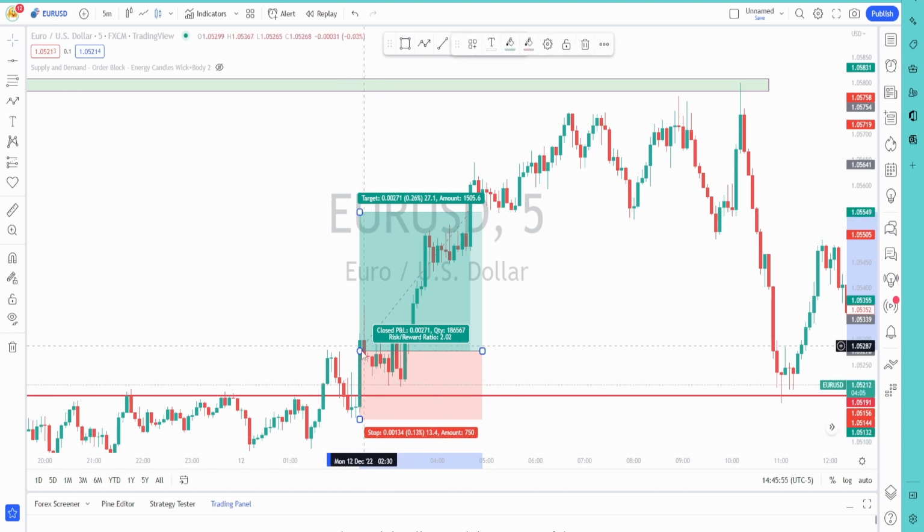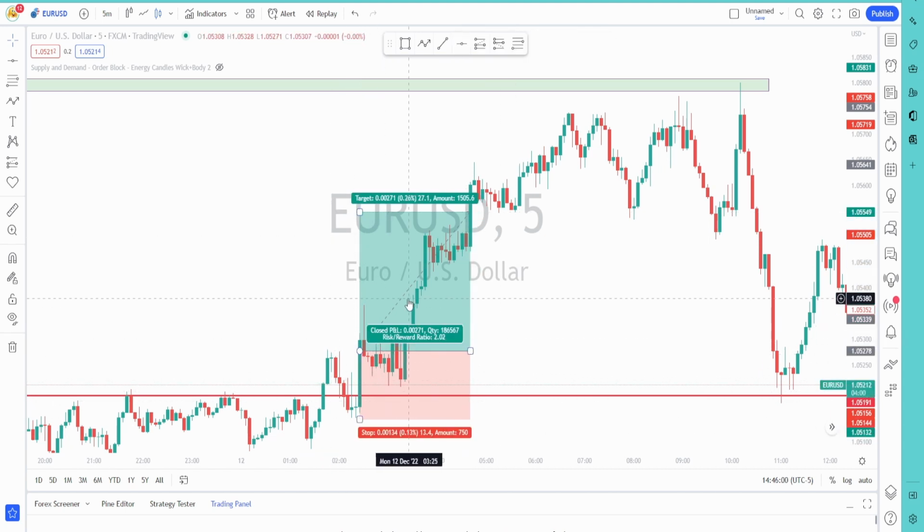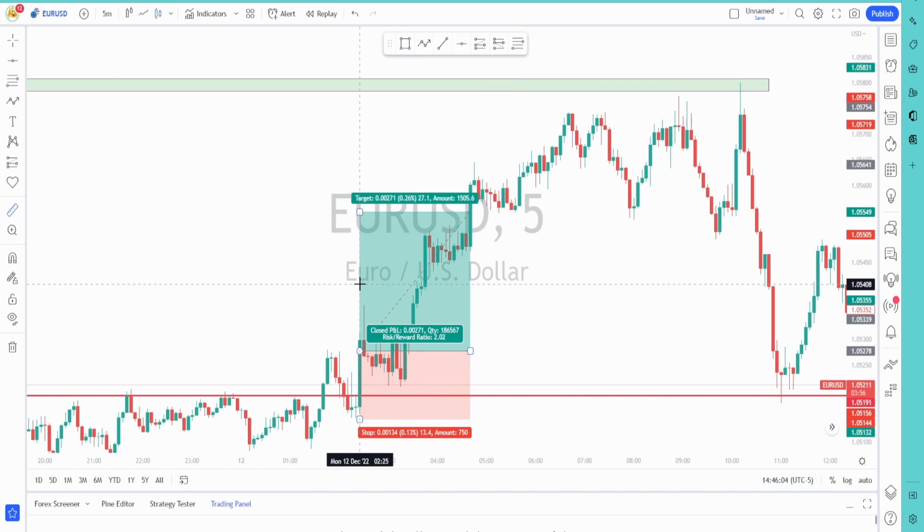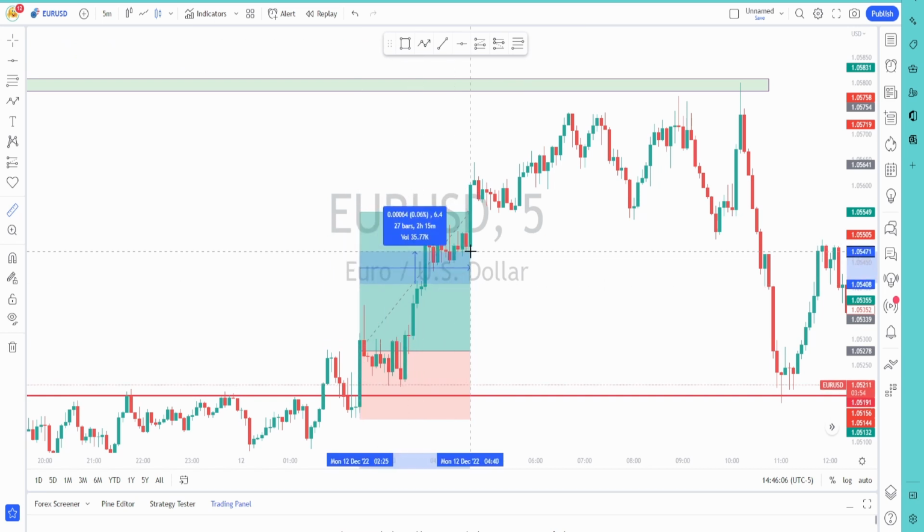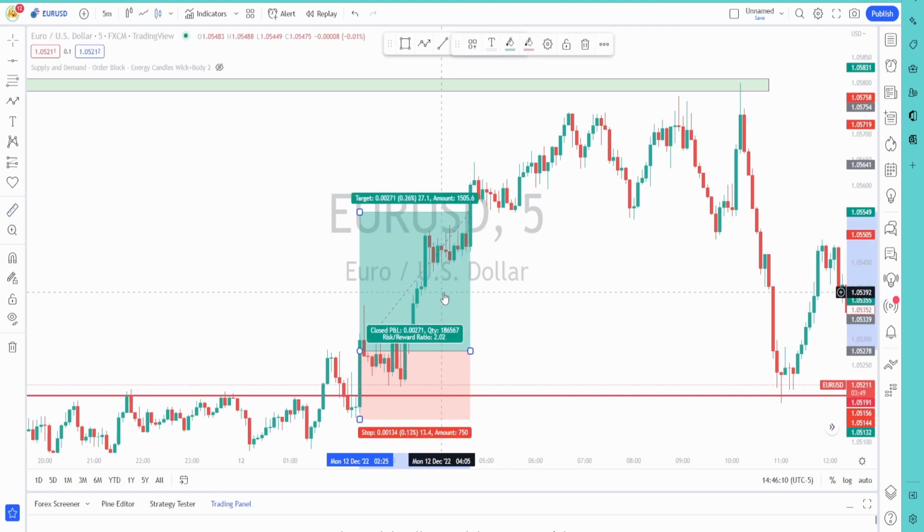Price comes back into it, triggers it with this one here, comes up and hits it. And this trade was 2 hours and 15 minutes with a risk to reward, right? 1 to 2.